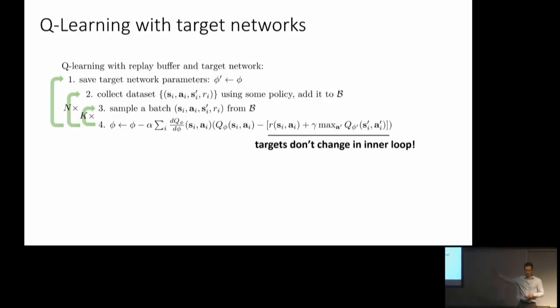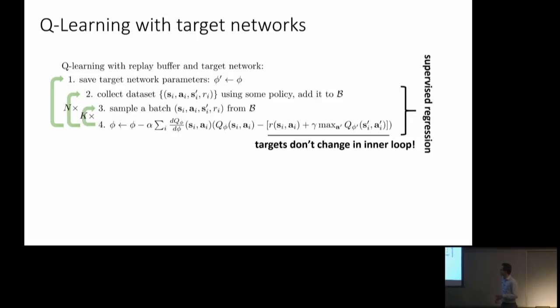So the targets don't change in the inner loop, which gives us a more stable target. That means that the target that you're regressing onto isn't changing out from under you all the time, which means that this looks a lot more like a standard regression problem, which means that it's much more likely to avoid some of those nasty divergence issues.